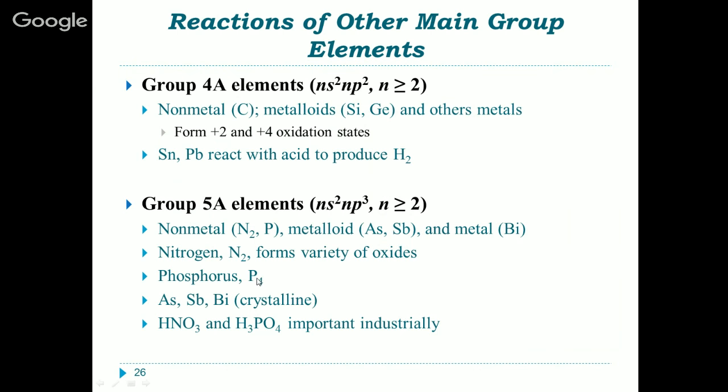Phosphorus is a white powder, a kind of crystalline structure, and it can react with oxygen to form two different compounds. One of those compounds, I believe it's P4O10, will react with water, and then we can get phosphoric acid. These are acids, indicated by the H in the front, and we will go over that in a later chapter. Arsenic, antimony, and bismuth all have much more complicated 3D crystalline structures.